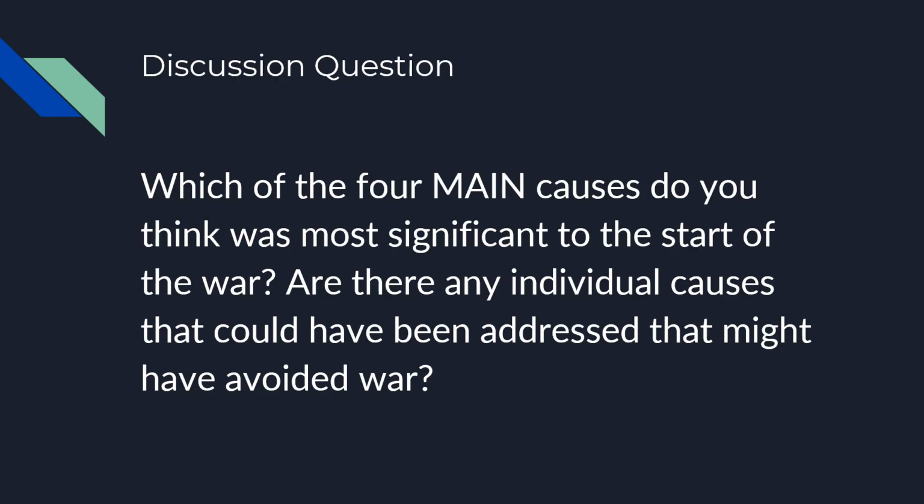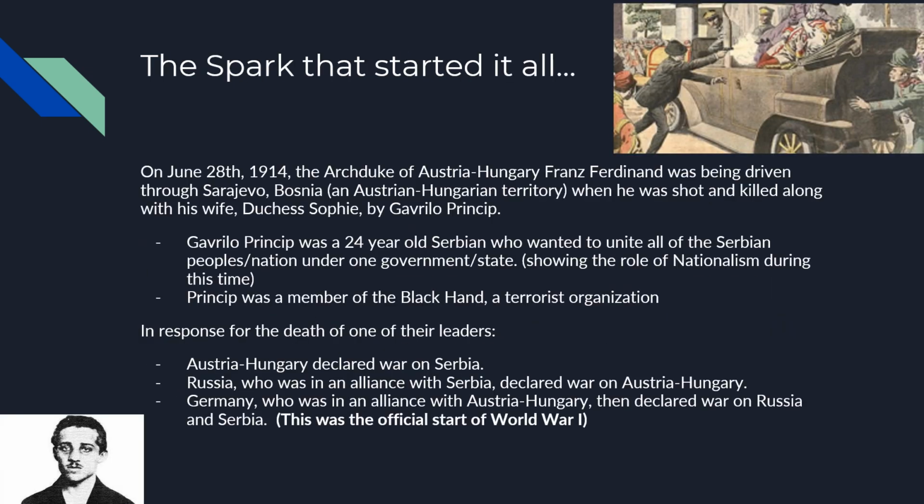All right, hopefully you're ready. We're going to finish off the discussion of the causes of World War I by talking about the spark that started it all. So obviously you have these four main causes: militarism, alliances, imperialism, and nationalism. But the true event that ends up causing this war to start happens on June 28th, 1914, 112 years ago in June.